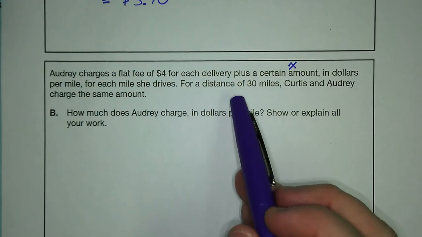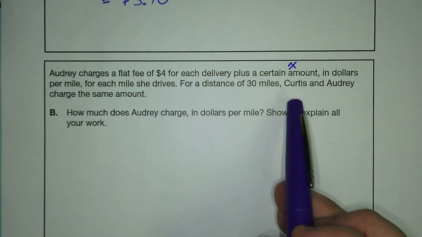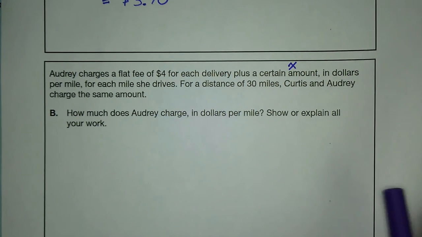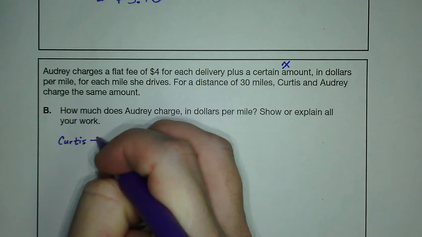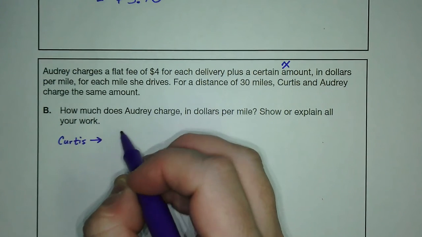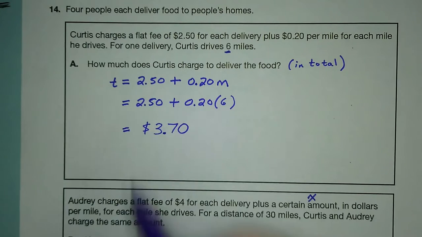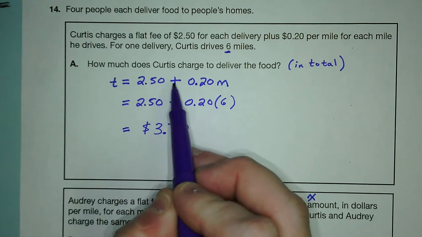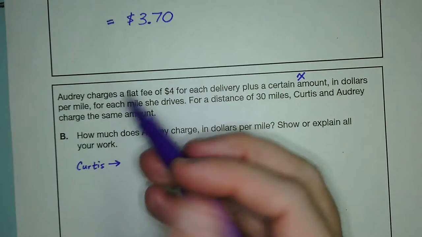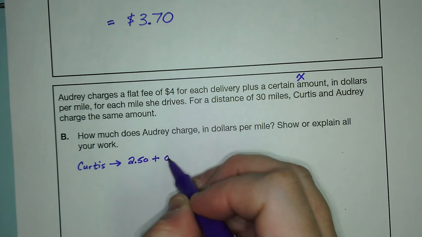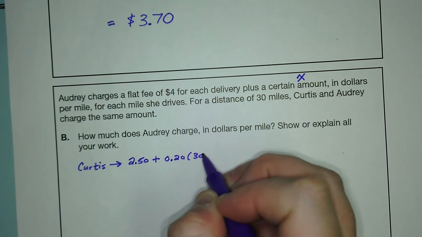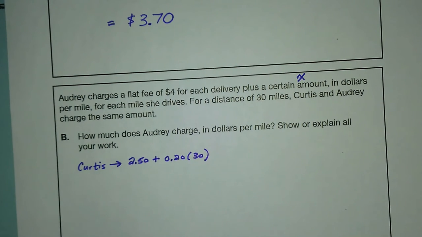I'm basically going to first figure out what Curtis is going to charge for 30 miles. So we know that Curtis would do, and again, if I'm going to show all my work, then I might actually need to write down 2.50 plus 0.20 times 30, and show every step. And actually showing that 30 times 0.20 is going to be, I believe, $6.